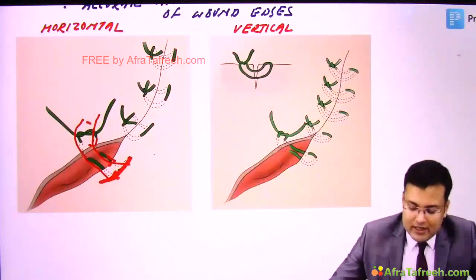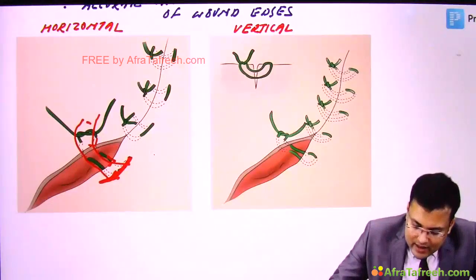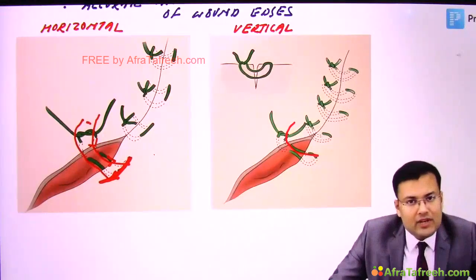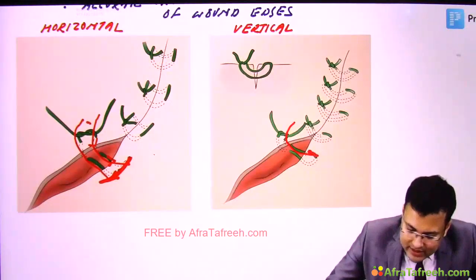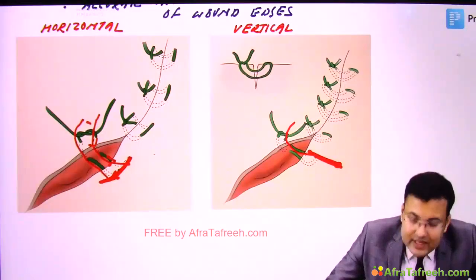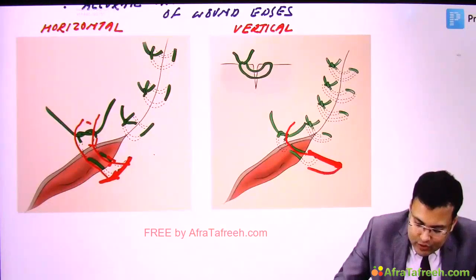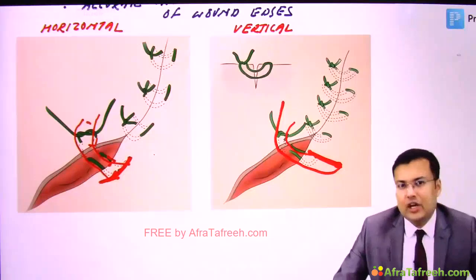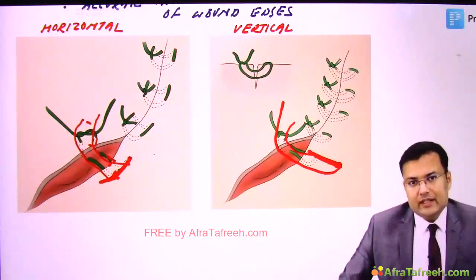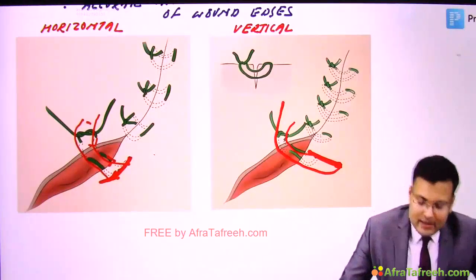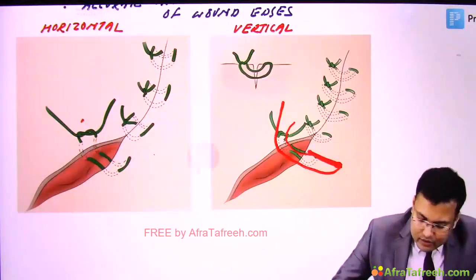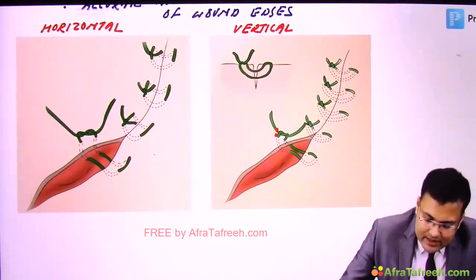And what happens in vertical mattress? Can you see here, I'm going to pierce both edges of the wound at right angle, just like a simple interrupted suture, and then you can see the needle moves vertically and again pierces both edges of the wound. So here the needle moves vertically, so this is vertical mattress. So first is horizontal mattress and second is vertical.